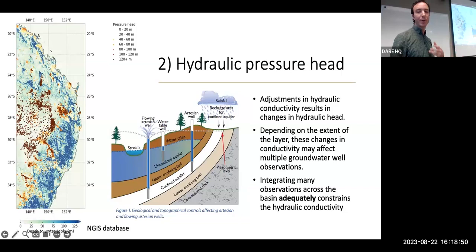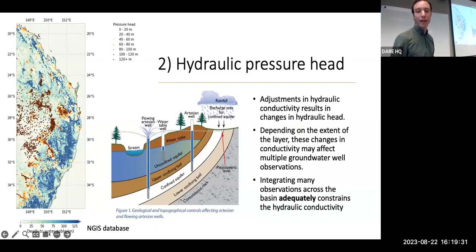This is interesting because adjustments in the hydraulic conductivity can result in changes in the hydraulic head. That's the level at which groundwater sits within a groundwater bore. Depending on how deep the well intersects different aquifers or different aquitards, it will essentially change the level of groundwater within that well. If you have two wells intersecting the same aquifer, and they're pretty close to each other, then you would expect them to have a similar water level within those wells.